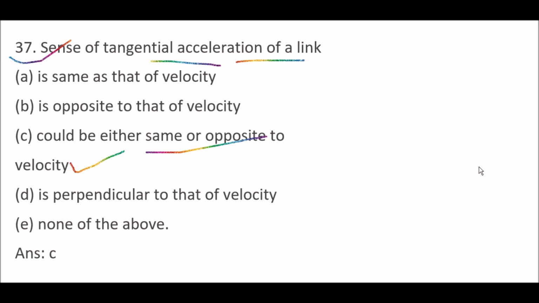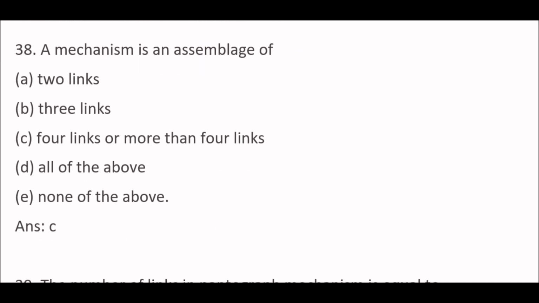Okay. Next question. A mechanism is an assemblage of option A, 2 links, option B, 3 links, option C, 4 links or more than 4 links, option D, all of the above, and option E, none of the above. So right answer is option C, 4 links or more than 4 links. More than 4 links भी हो सकता है and 4 links भी हो सकता है.